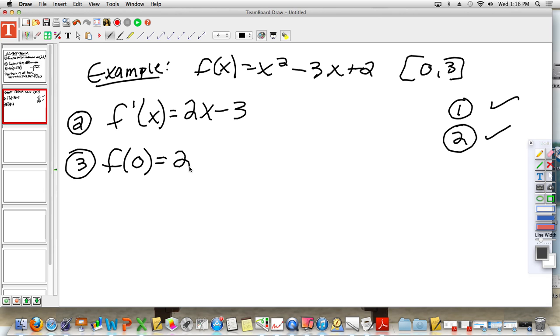Oh, you have to go back to your original function. Plug in a 0. 0 squared minus 3 times 0 is 0. Plus 2 is 2. Okay.